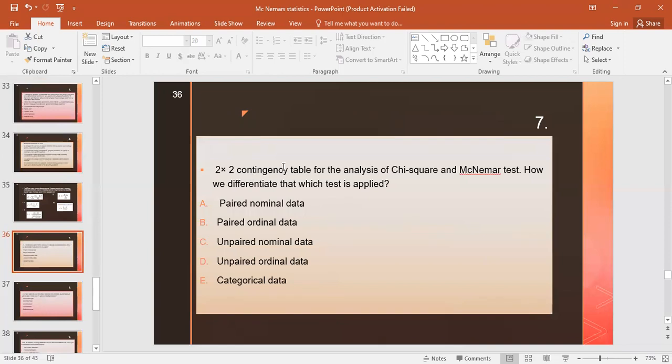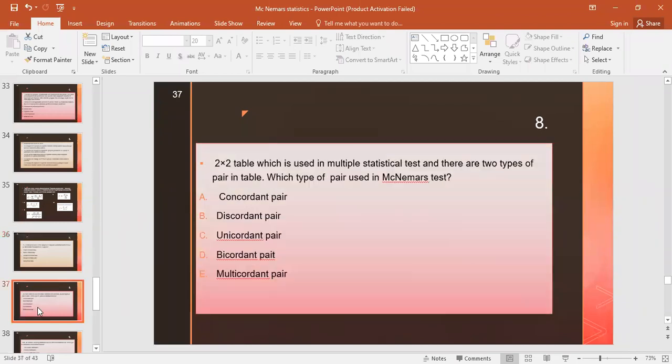2 by 2 contingency table for the analysis of chi-square and McNemar test. How do we differentiate which test is applied? Paired nominal data, paired ordinal data, unpaired nominal data, unpaired ordinal data, or categorical data. The right answer is A, paired nominal data.